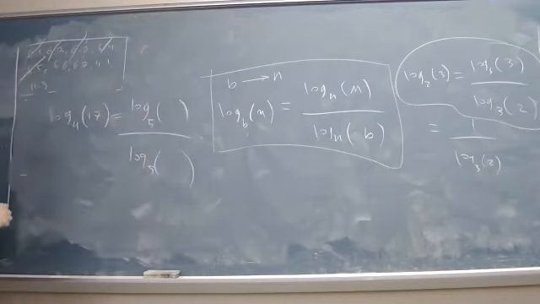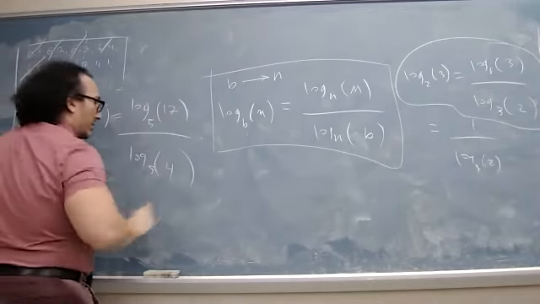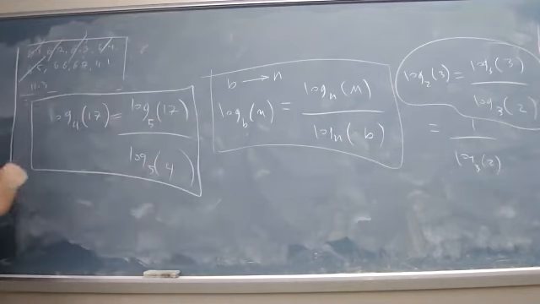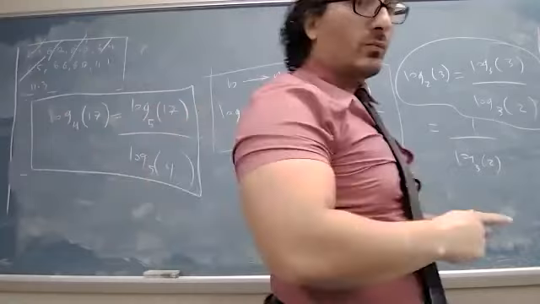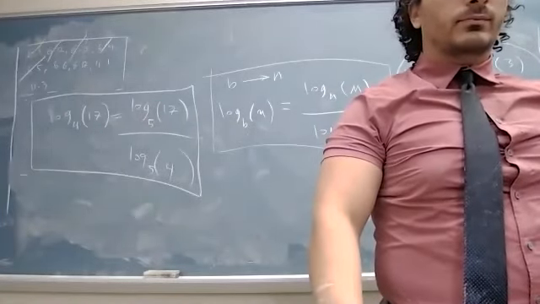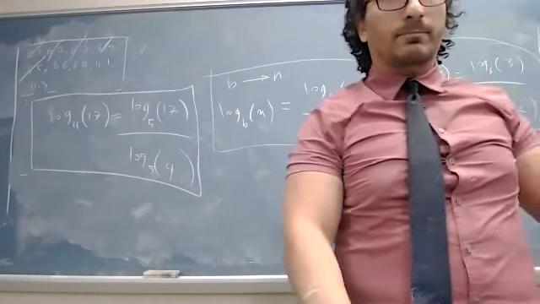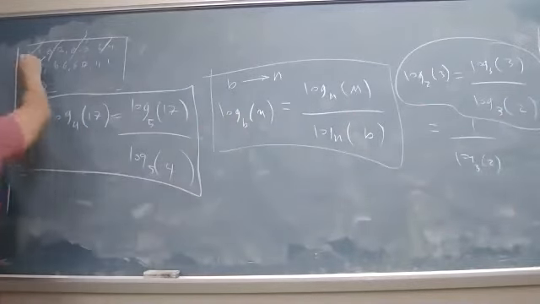Applying the change of base formula, the 17 goes here, 4 goes over here. So log base 4 of 17 is the same thing as log base 5 of 17 divided by log base 5 of 4. Okay, so that's it. That is it for section 6.5.